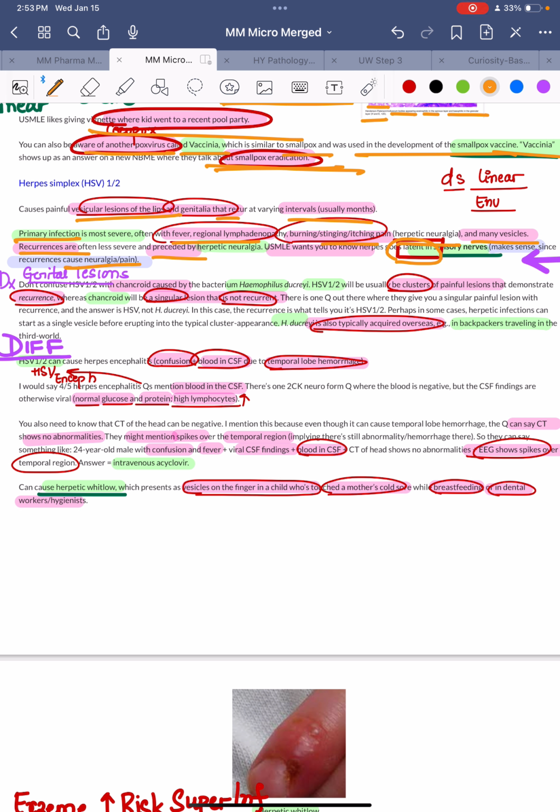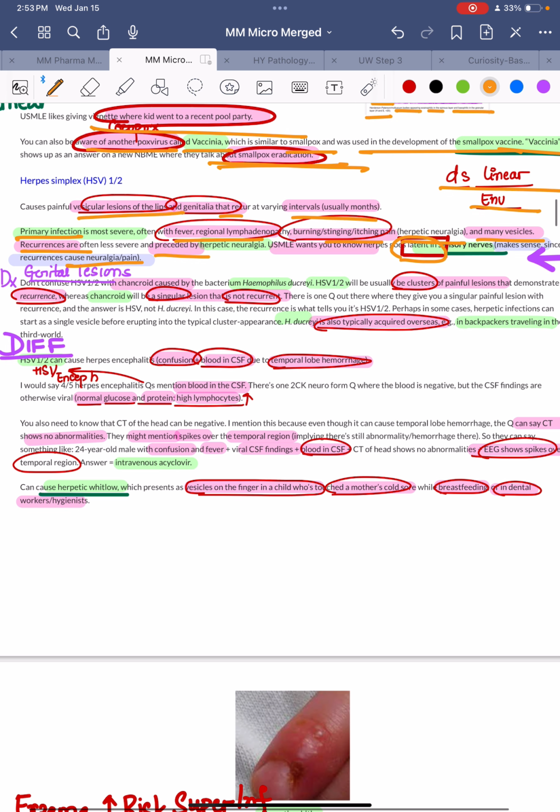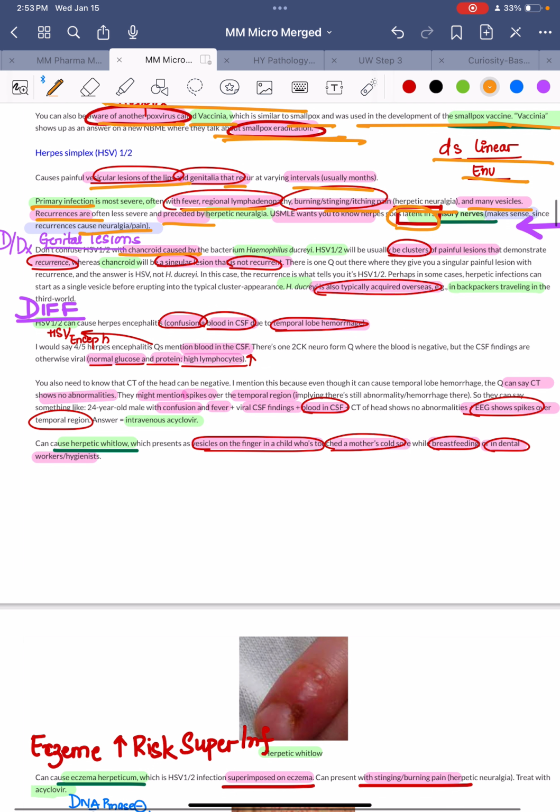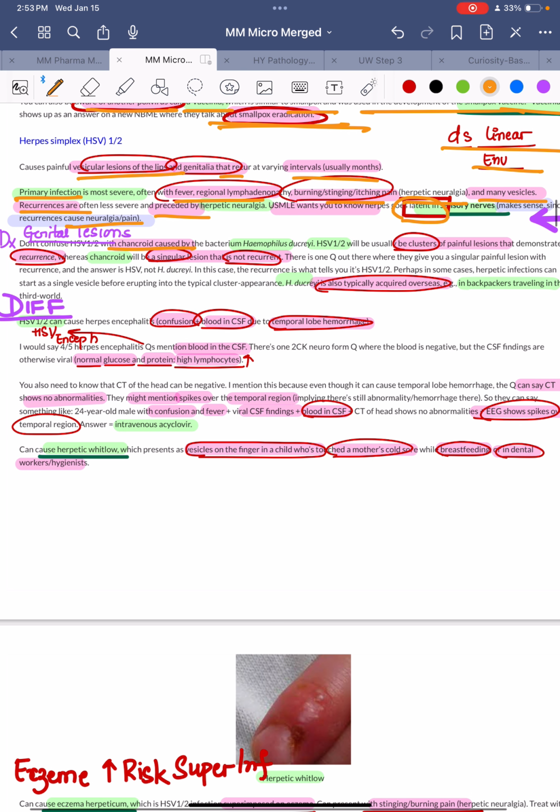And remember, the classification of the virus is double-stranded linear, enveloped with an icosahedral nucleocapsid, right? And we don't have to confuse HSV 1 and 2 with another infection, which is known as chancroid. And what would be the difference? How do we differentiate these two? In the case of chancroid, it would be a singular lesion and it would not be recurrent, right?